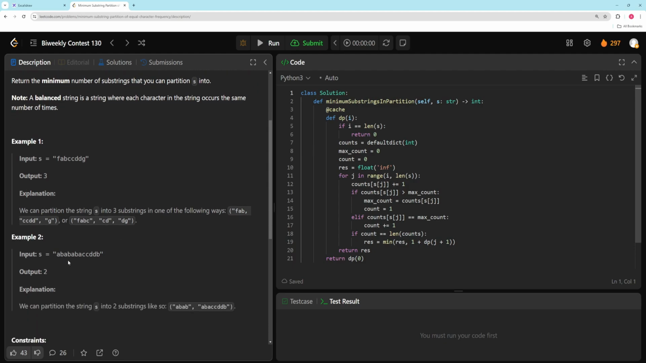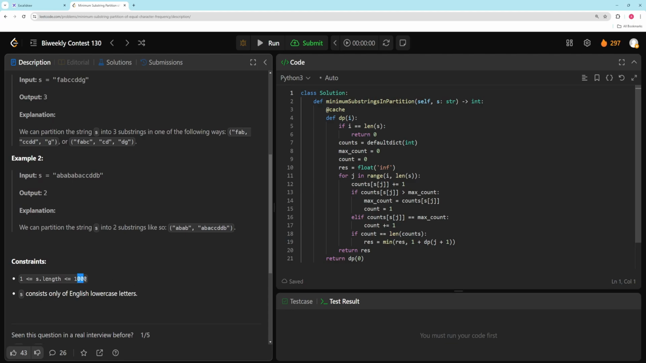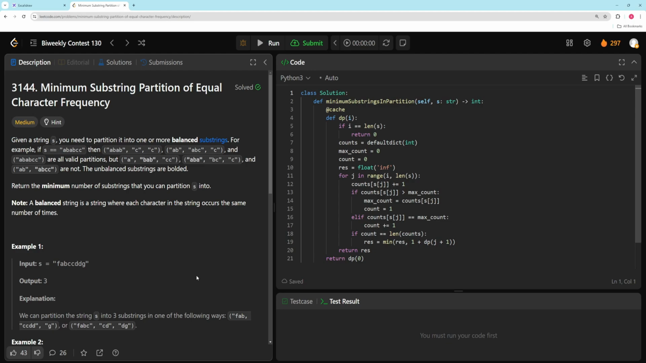And then there's this one. So this one, you can partition it into two. So one, you have ABAB, and then the other one is this. And there's 1,000 characters in the string. So this one's a kind of straightforward sort of DP problem, I'd say.